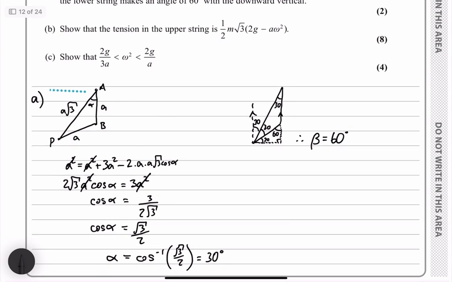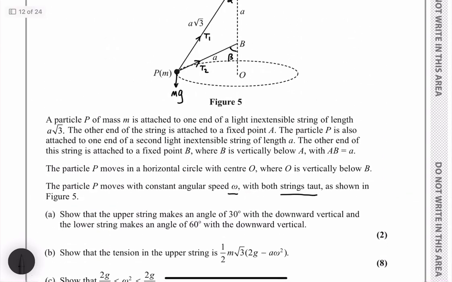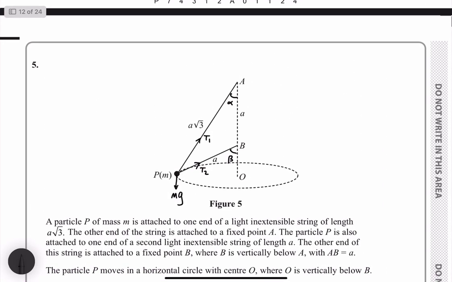Part B, show that the tension in the upper string is this expression here. So this is the bulk of the marks. Coming back up to the diagram, we've got T1 and T2. T1 is what we want, but T2 is going to be involved as well. We're going to make 2 equations here. We know, if I put this on here now, that this is also alpha, 30 degrees, and that this is beta, 60 degrees, like so.